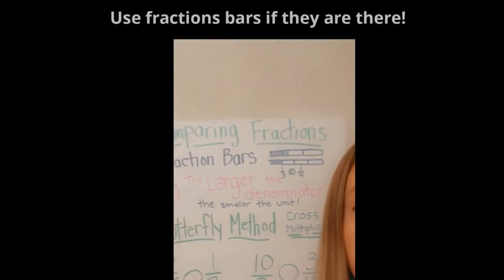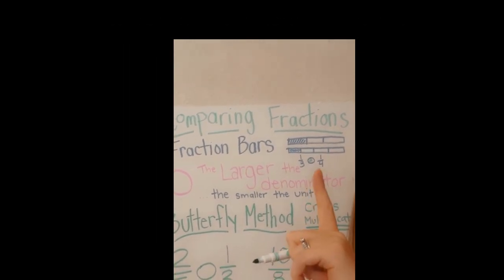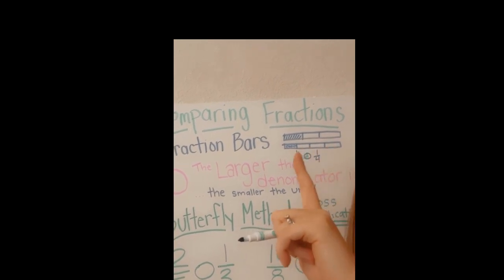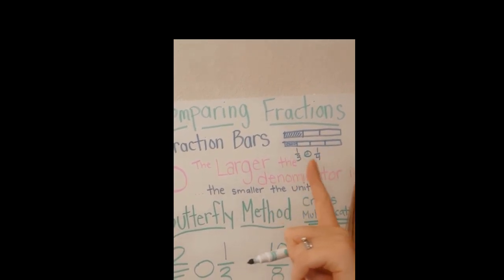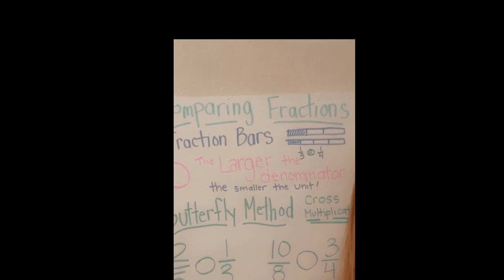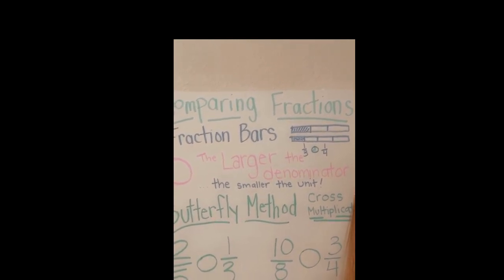One thing I can do when I'm comparing fractions is use fraction bars, but they're not always going to be there. So I made one here that shows 1/3 and 1/4, and I shaded one piece of each of them. So I can clearly see that 1/3 is a little bit bigger. So 1/3 is greater than 1/4.